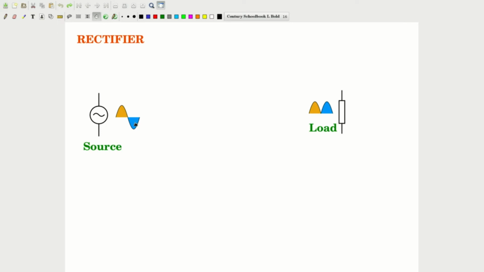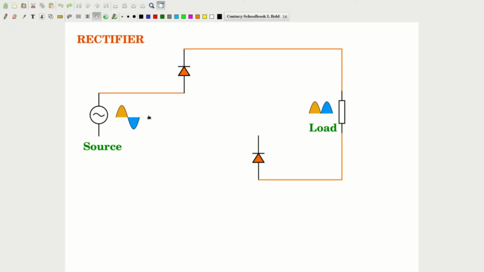Let us now interface the diodes step by step. First, when the source is having a positive polarity, this is positive with respect to the other terminal. The diodes need to be connected in this fashion such that the current flow completes as shown here. Notice the current flow direction here through the load, which is in this direction.